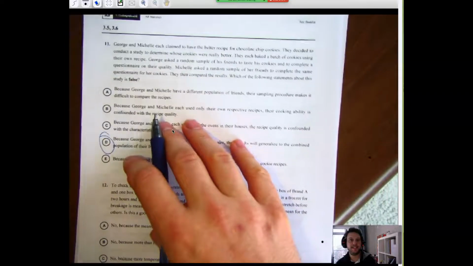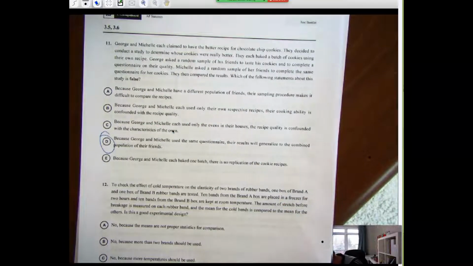Number 11. George and Michelle both bake cookies. George asks a random sample of his friends to taste his cookies and complete a questionnaire. Michelle asks her friends, who are different people, to complete the same questionnaire, and then they compare results.